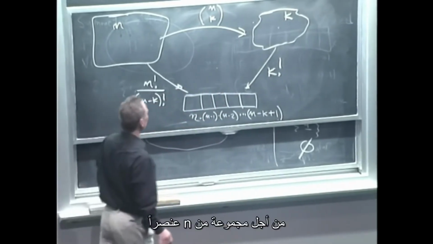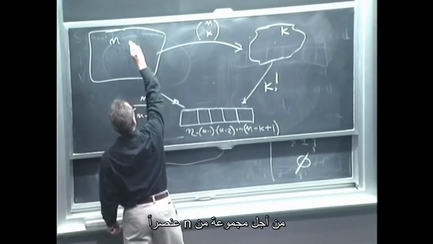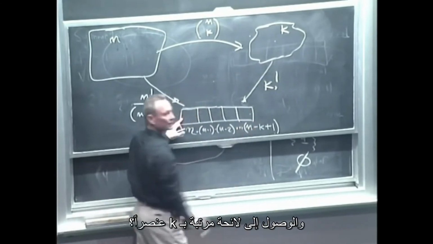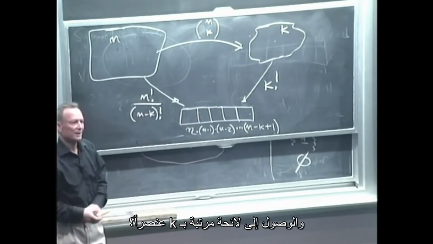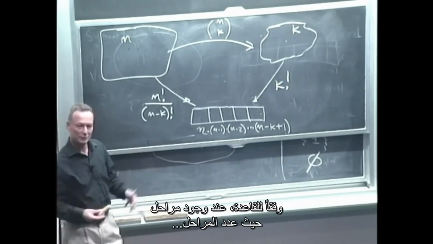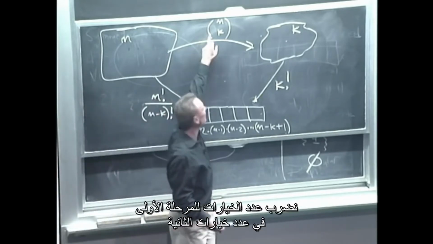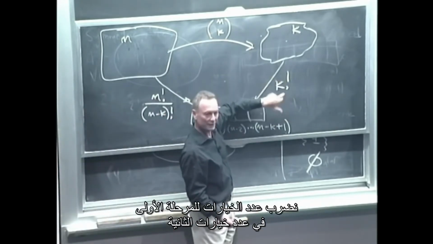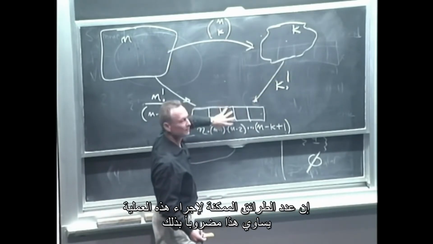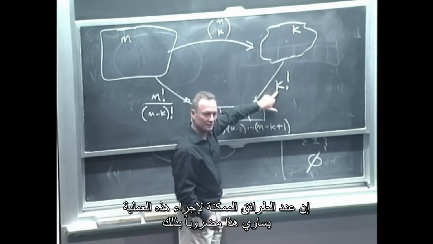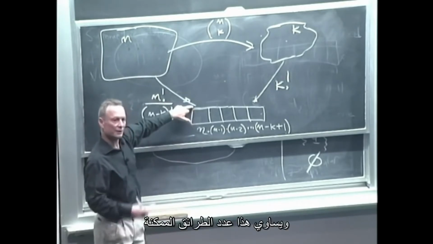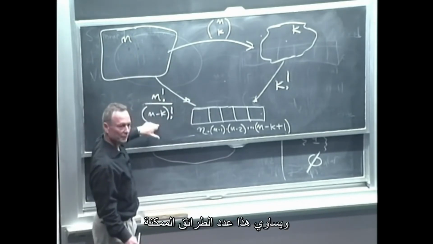So in how many ways can I start with a set with n elements, go through this process, and end up with a sorted list with k elements? By the rule that when we have stages, the total number of ways is how many choices we had in the first stage times how many choices we had in the second stage. The number of ways that this process can happen is this times that. This is a different way that that process could happen, and the number of possible ways is this number.